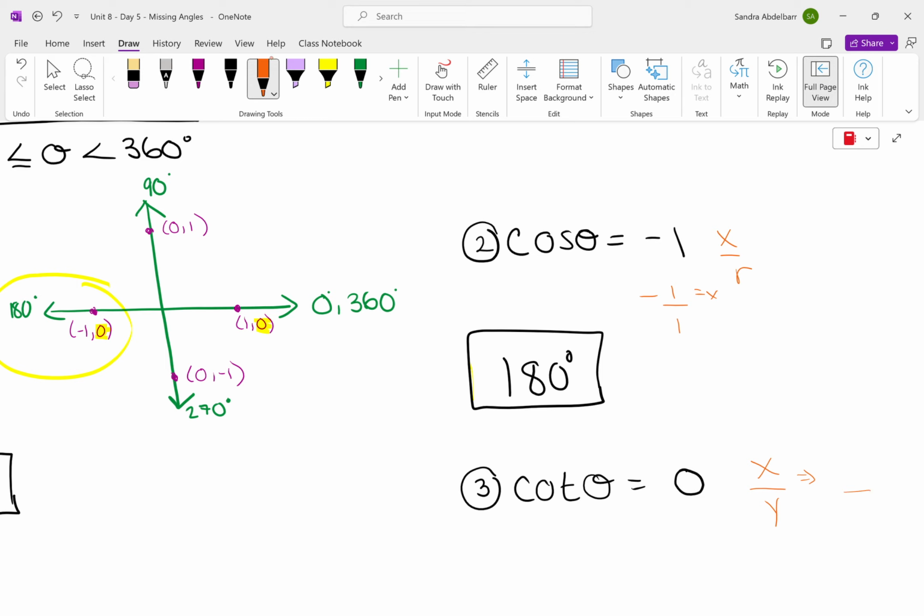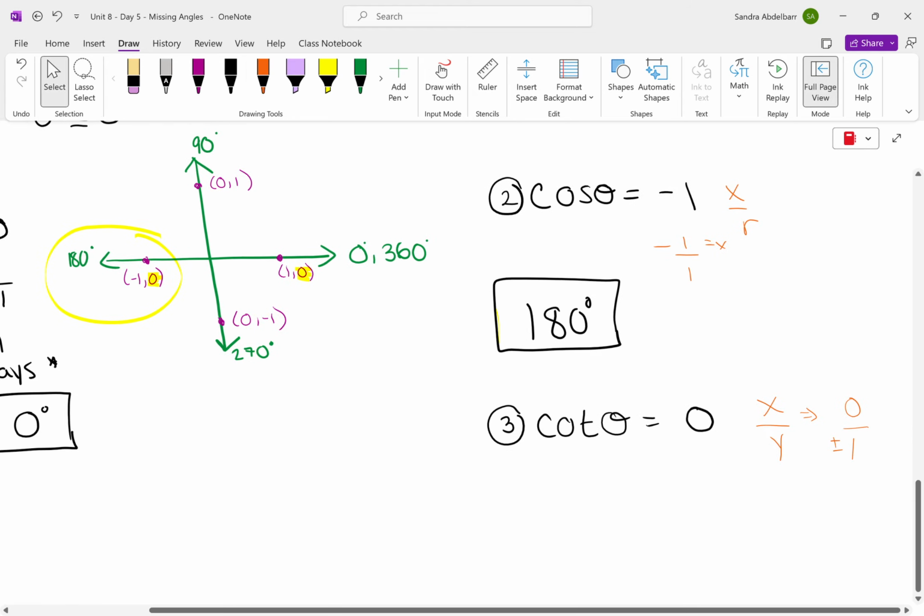So what we need is we need y not to be 0. Because if y is 0, what is that? Undefined. Does this end up working? I just made it up. So we need y to be 1. Could y be 1? Yeah, this works. Wait, but why? We need x to be 0. So we need y to be plus or minus 1 and x to be 0.